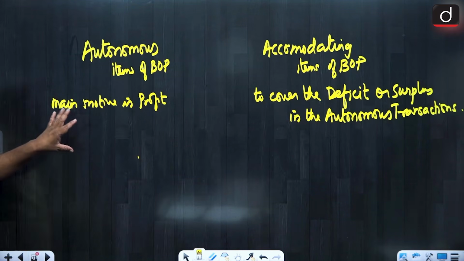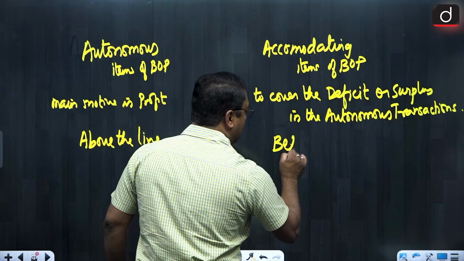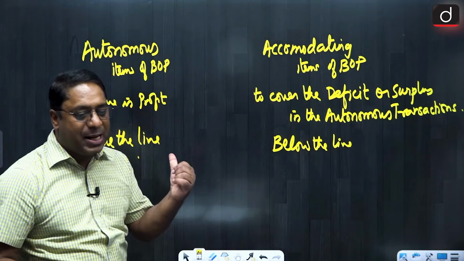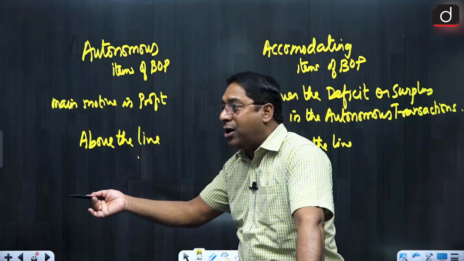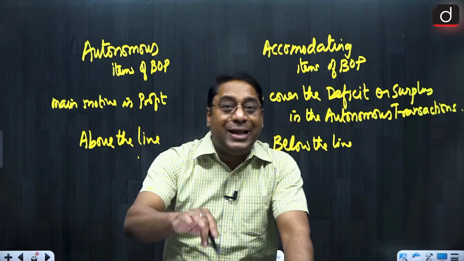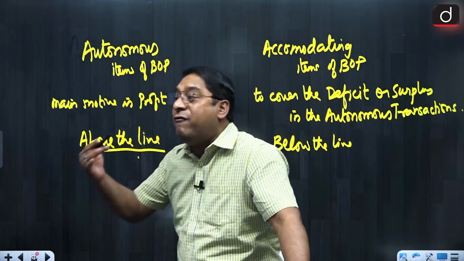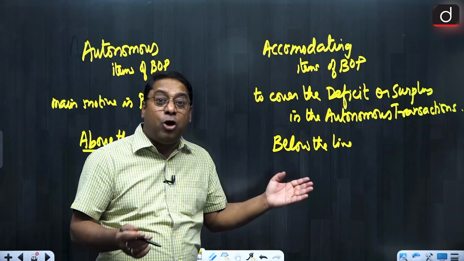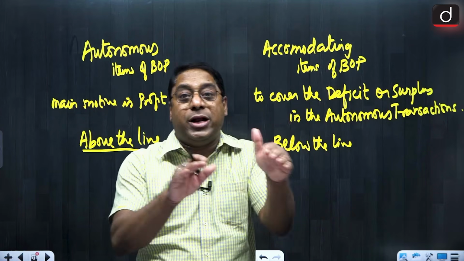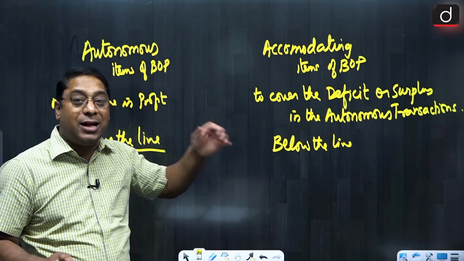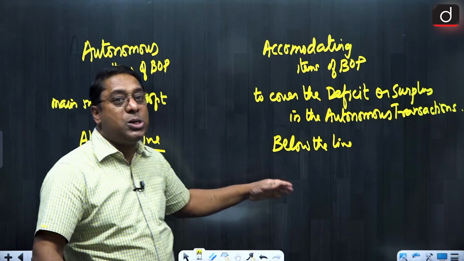And when we talk about the autonomous items, they are also referred to as above the line. And the accommodating items are referred to as below the line. Why is it referred to as above the line? Because these autonomous items, whether with regard to the current account or the capital account, are recorded first, and only then can the calculation of deficit and surplus be done. So that's why it is called above the line, because it is recorded first. And what about below the line? After the autonomous transactions are calculated, we come to know whether the BOP is in deficit or in surplus. Only after that we can say what we have to do, and that is done by the accommodating items of BOP. So that is what is below the line.